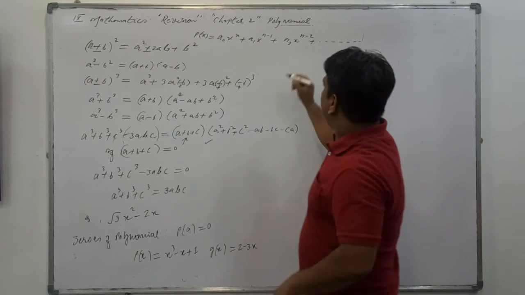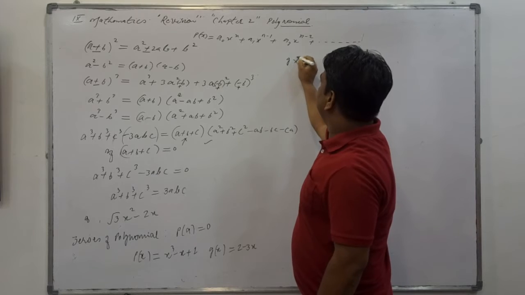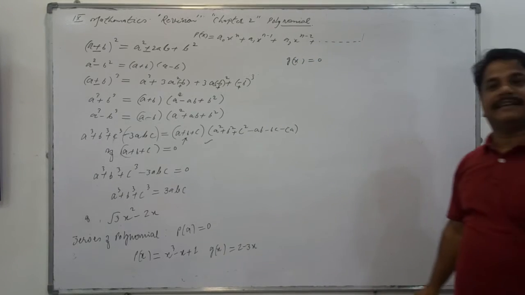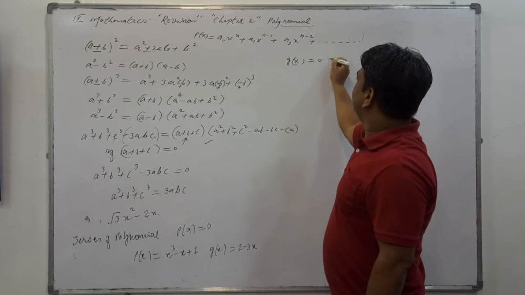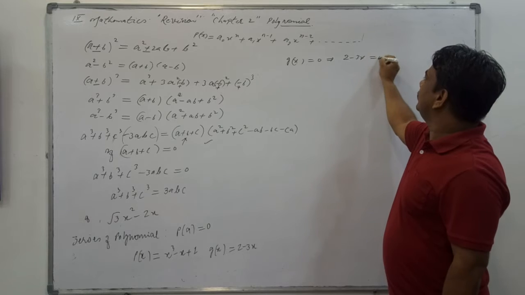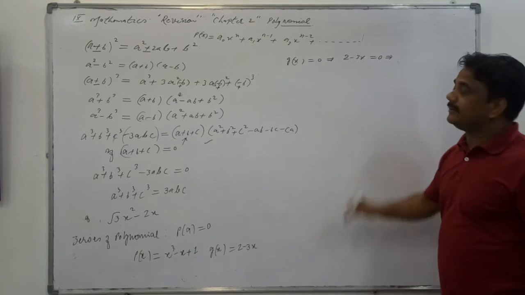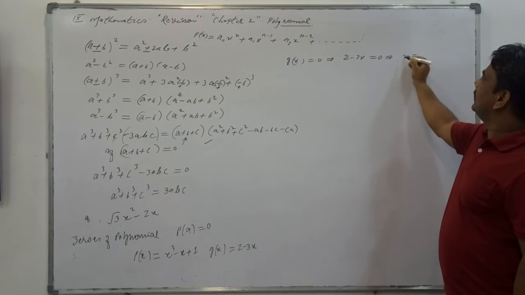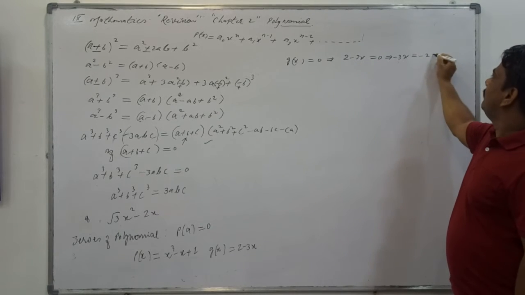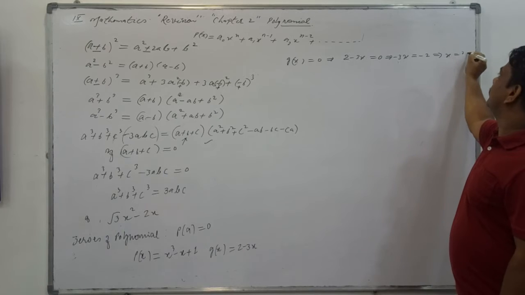For this, I suggest you take g(x) as 0. What is g(x)? 2x minus 3 is equal to 0. So what is the value of x? Please tell me. Transfer the minus 3 to the right side, so x is equal to 3 by 2.